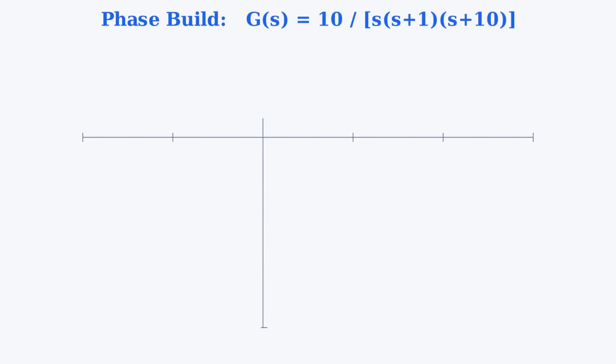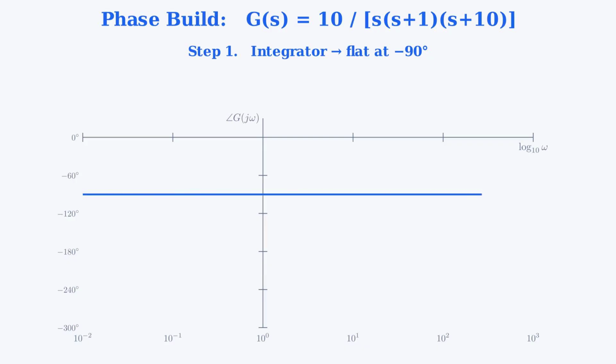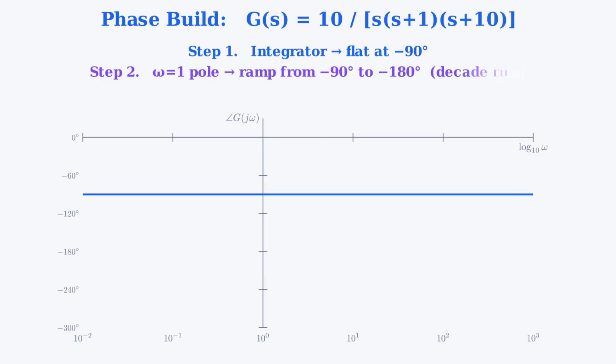Worked example. Same transfer function from last lecture. G of s equals 10 divided by s times s plus 1 times s plus 10. Atoms. Constant 10, positive, contributes 0 degrees. Integrator 1 over s contributes minus 90 degrees, flat across all frequencies. 2 simple poles, corner at 1 and corner at 10, each contributing a transition from 0 to minus 90 degrees, with the decade rule centered on its corner.